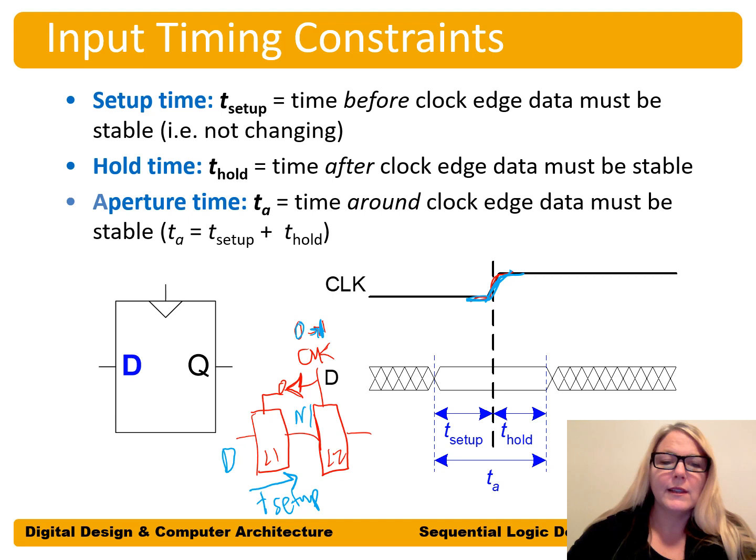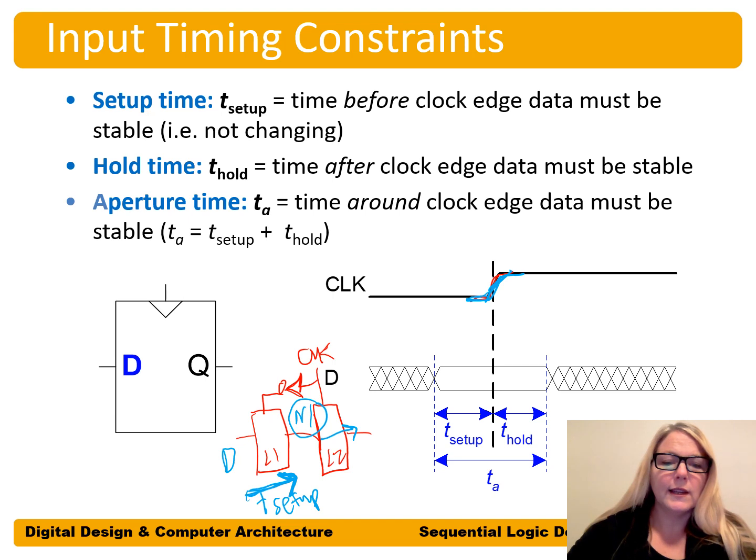So T setup is that physically, from the circuit itself, it comes from the time it takes for D to get into the internal node N1. And then when the clock goes high, clock goes from 0 to 1 now, and 1 can travel through the second latch L2. And let's think about the hold time, where the hold time comes from.